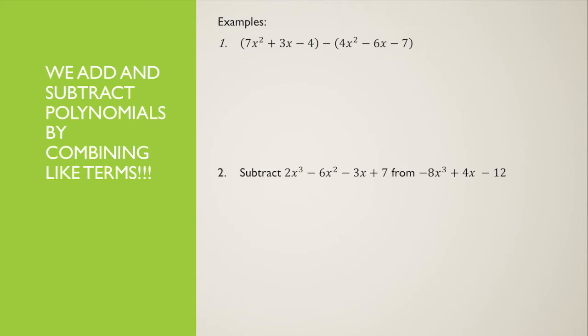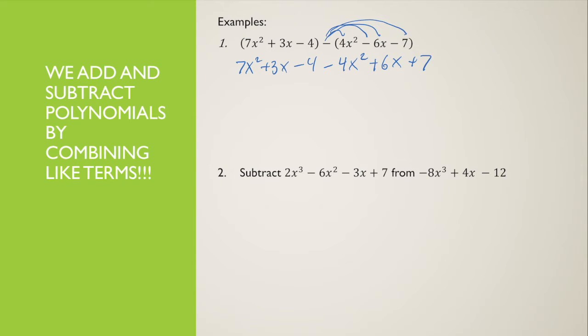When we add or subtract polynomials, what we're doing is combining like terms. So if I have 7x squared plus 3x minus 4 minus 4x squared minus 6x minus 7, I'm taking one trinomial minus another trinomial. The first thing we want to do is distribute this negative, because we're subtracting. So I have 7x squared plus 3x minus 4 minus 4x squared plus, because two negatives make a positive, plus 6x plus 7. Now I combine like terms, and I like to cross them off as I go to make sure I took care of everybody.